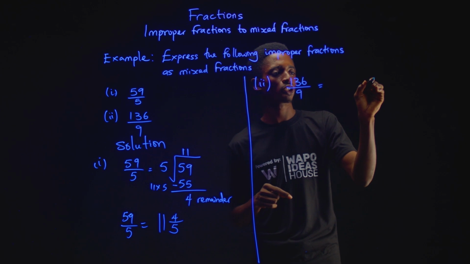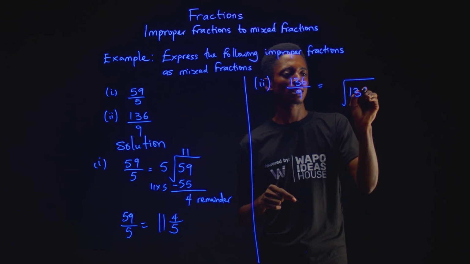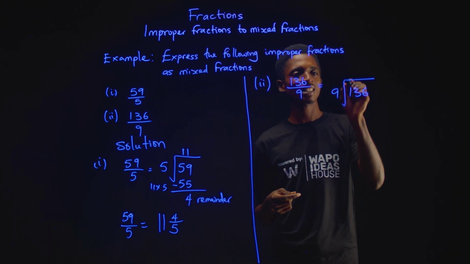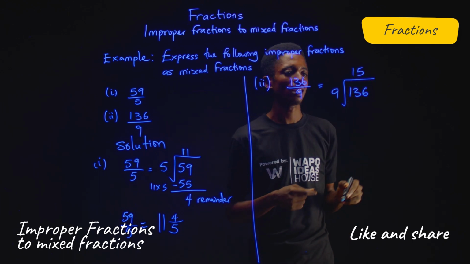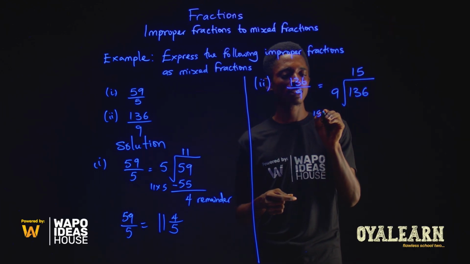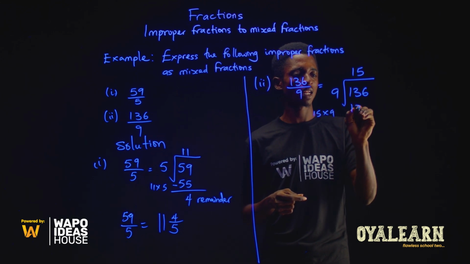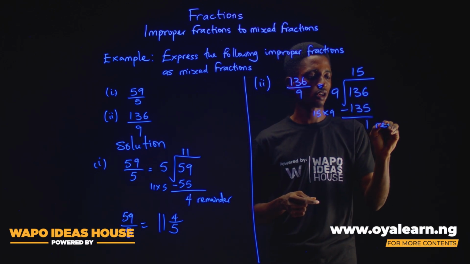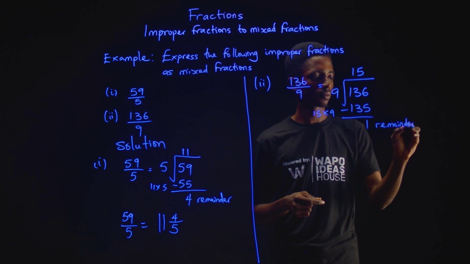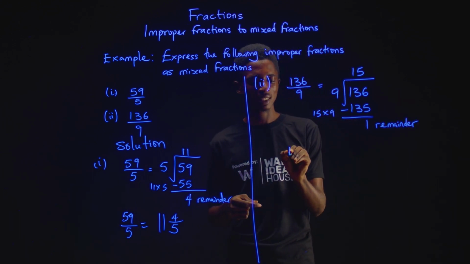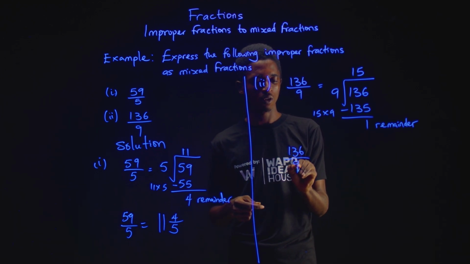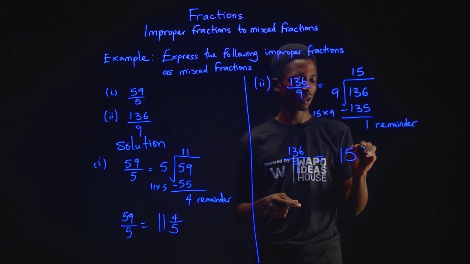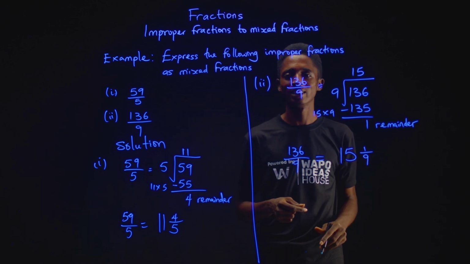And then number 2, we are working now with 136 divided by 9. And when we apply the long division method, 136, 9. We find that 9 will go in 136 15 times. And when we multiply 15 by 9, we would get 135. And when you subtract this, your answer is 1 as your remainder. Now, we can then say 136 over 9 is equal to 15 whole number 1 over 9. Thank you.